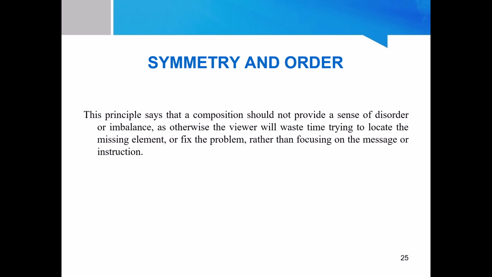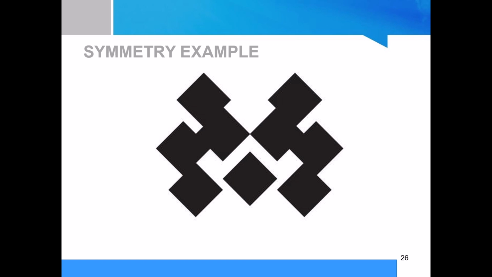And the next one is symmetry and order. This principle says that a composition should not provide a sense of disorder or imbalance, as otherwise the viewer will waste time trying to locate the missing element or fix the problem rather than focusing on the message or instruction. So every design should be at least symmetrical, or should be asymmetrical but balanced with other elements. So this is an example for symmetry.